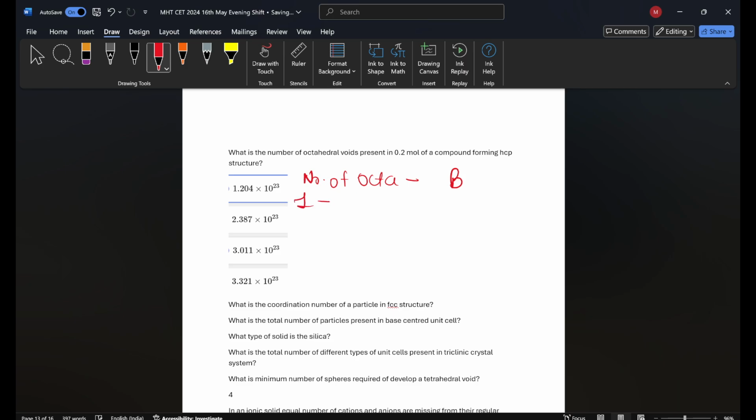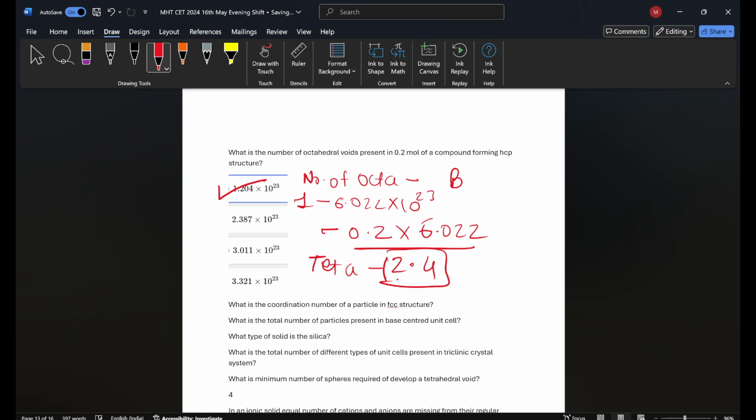Now, in 1 mole, you have 6.022 into 10 raised to 23 molecules. In 0.2 moles, you will have 0.2 into 6.022. Right? So 6.022 into 2, it is 1.2 something. So this is the answer. And again, I ask you, if it would be tetrahedral, it would be twice of this. So it would be around 2.4 for tetrahedral, 1.2 for octahedral.